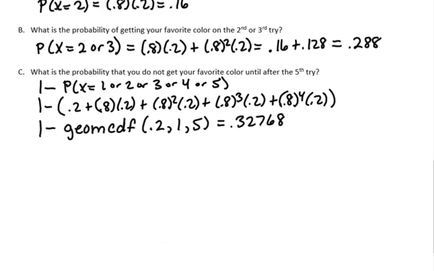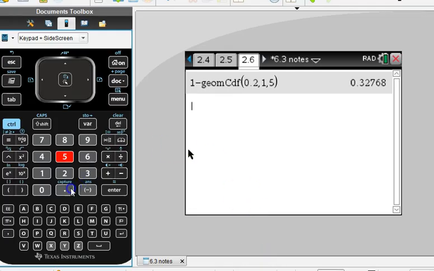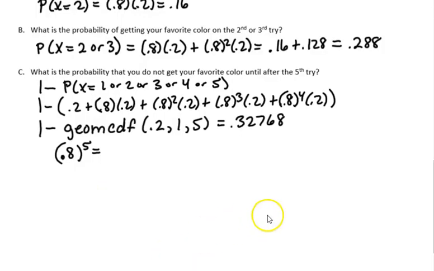But there's actually an easier way to do this. What is the probability that I do not get my favorite color until after the 5th try? It's the probability that the first 5 are not red. So this is just the same as saying 0.8 to the 5th. Double check this. 0.8 to the 5th. Bingo, same thing. That's a lot easier. But in the heat of an AP test, you may or may not just think about which one you would do. They actually turn out to be exactly the same thing. So you kind of think about that and why that makes sense.